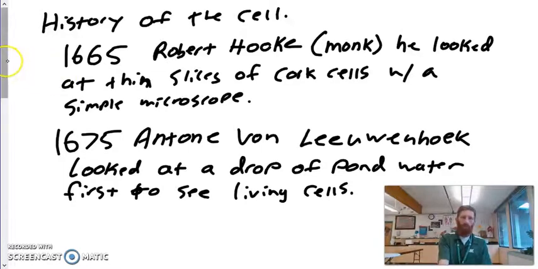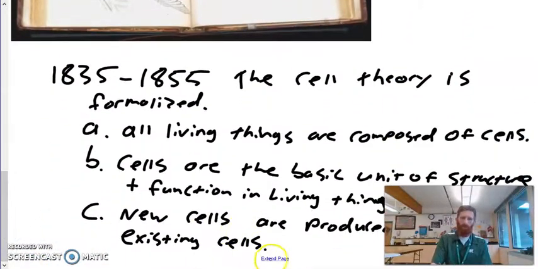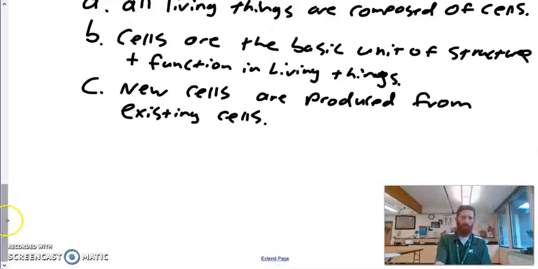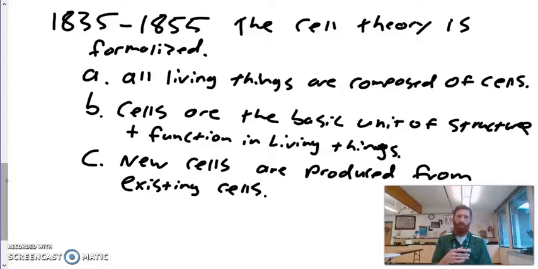We went through Robert Hooke. We went through Anton von Leeuwenhoek, right? But then in second period, we didn't get to the cell theory as formalized. So go ahead and write this down, right? So we got the 1665, we got 1675, and then in between 1675 and 1835, that's like 150 years, maybe. I didn't do the math, but you can do the math. Tell me if I'm right or wrong.